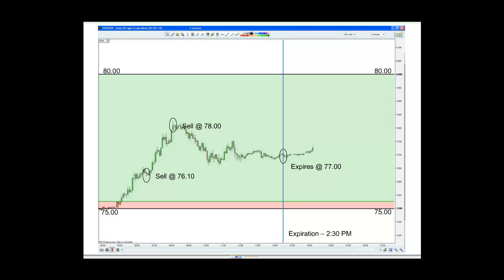Or we can set limit orders out, or we can manually close out at any point up till expiration. Whether we're trading 10 contracts, we could take off 5, we could take off 7, we could let the others run. There's a lot of flexibility there. And so this is kind of the basic thing.